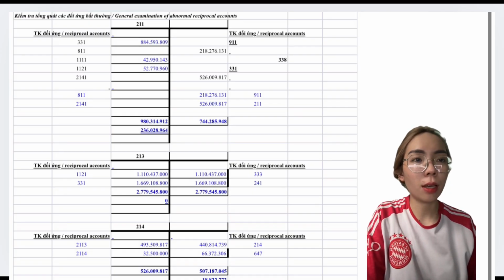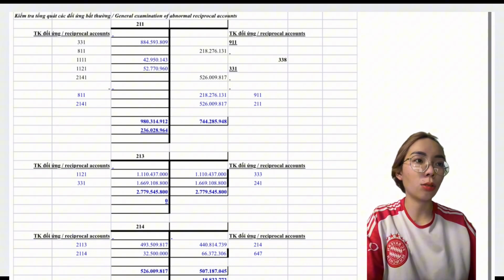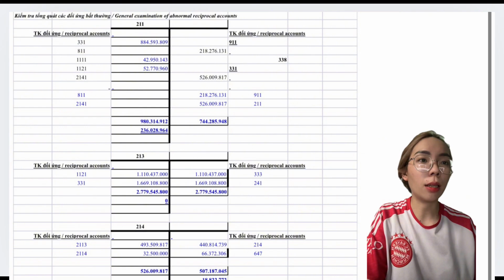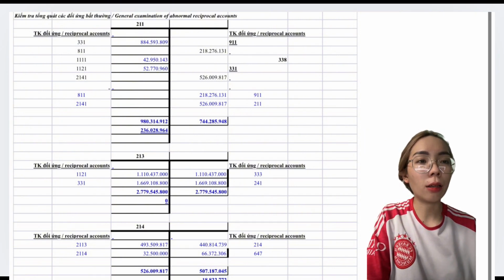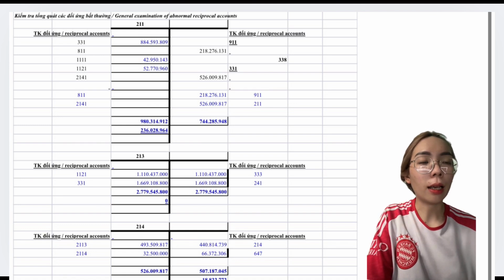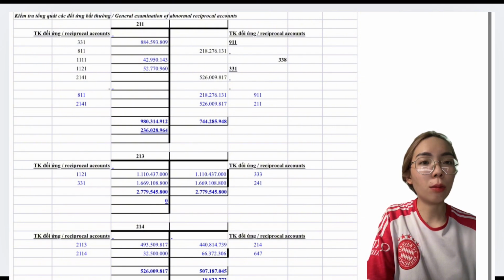The objective is to identify inconsistencies, imbalances, and unusual pairings between the account and their corresponding accounts. So for account 211 tangible fixed assets, the reciprocal accounts include 331 accounts payable, 4593809 VND, and 811 other expense, 218,000, 276, 131 and 111 cash, 1121 bank deposits, and 2141 depreciations.